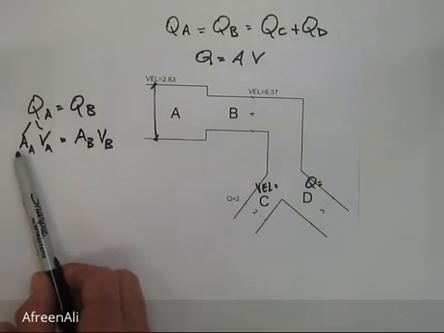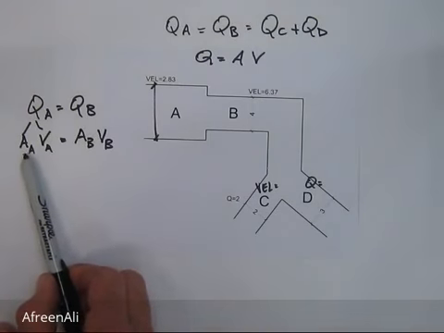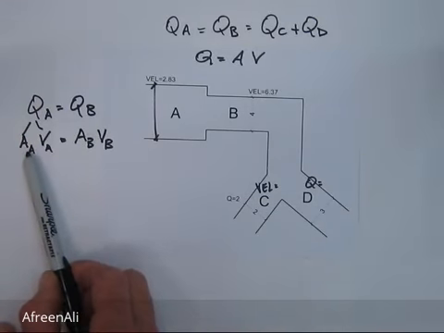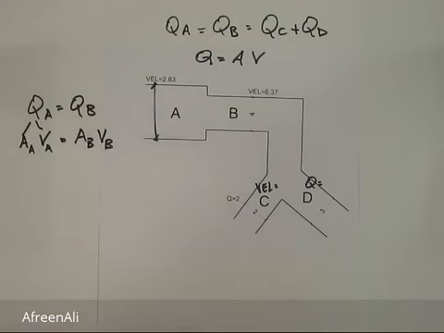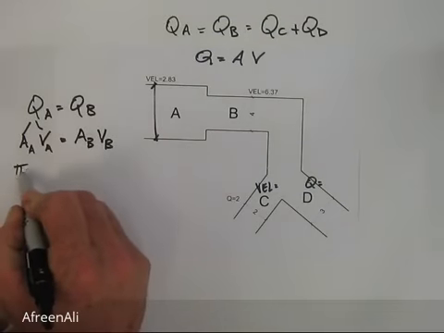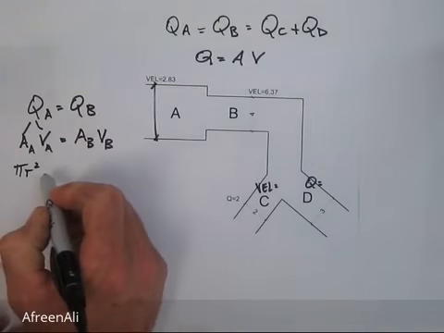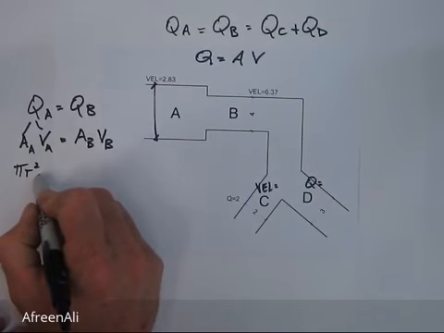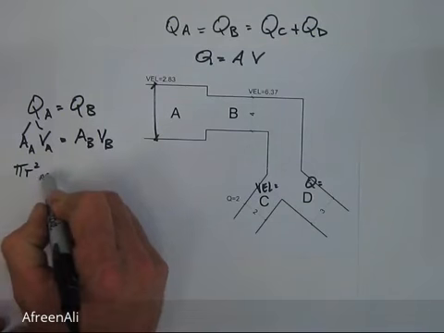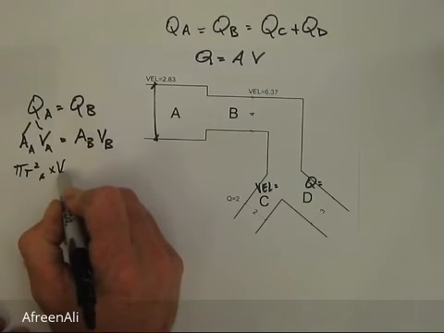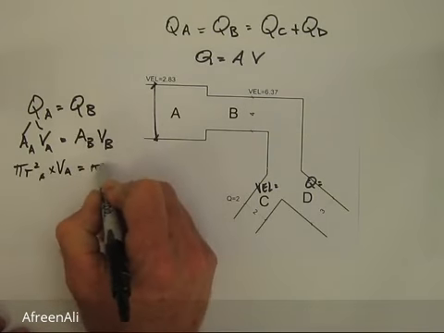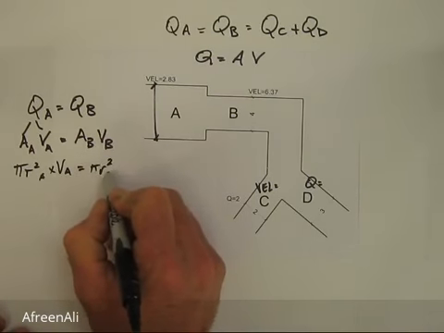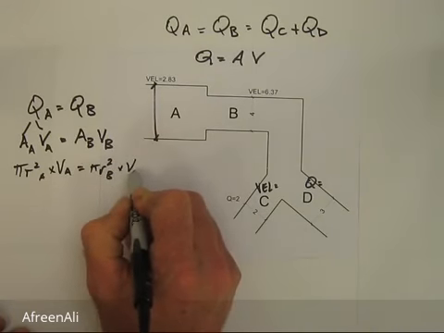So remember, we're looking for the diameter at A. We're asking to find the area at A, so we need to substitute again. The area at A is pi r squared, because it's a circular pipe. So it's pi r squared at A times the velocity at A equals the area at B, pi r squared B, times the velocity at B.